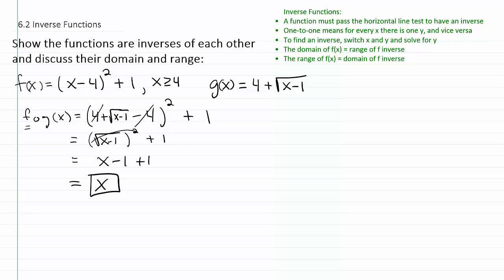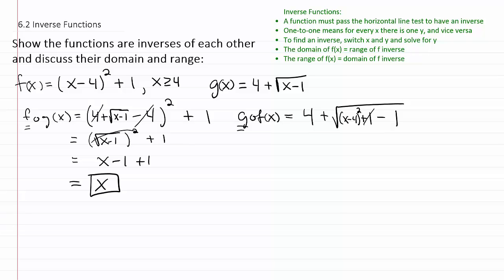But it must also be true that g of f of x has to also be equal to x. So let's start with g and leave a space where the x is, right? So 4 plus the square root of space minus 1, right? In the space, we're going to put the f function. That f function will be (x minus 4) squared plus 1.